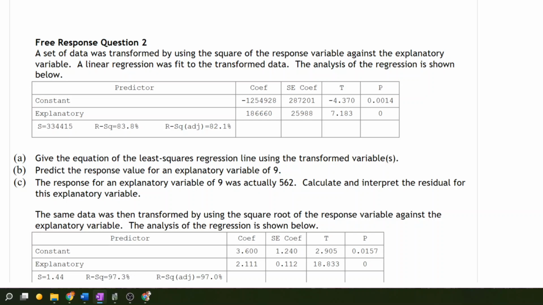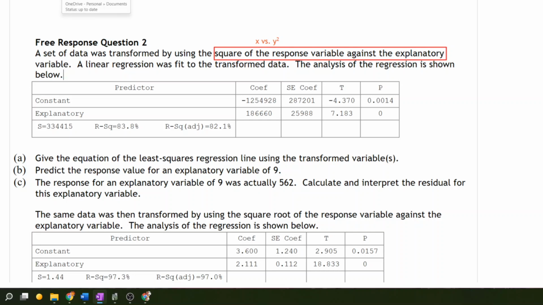We have a set of data that was transformed using the square of the response variable. So when we have the square of the response variable against the explanatory variable, what we're looking at is x versus y squared. After we do that, we've transformed the data. We're going to do a linear regression, and then the analysis of the regression is shown below.